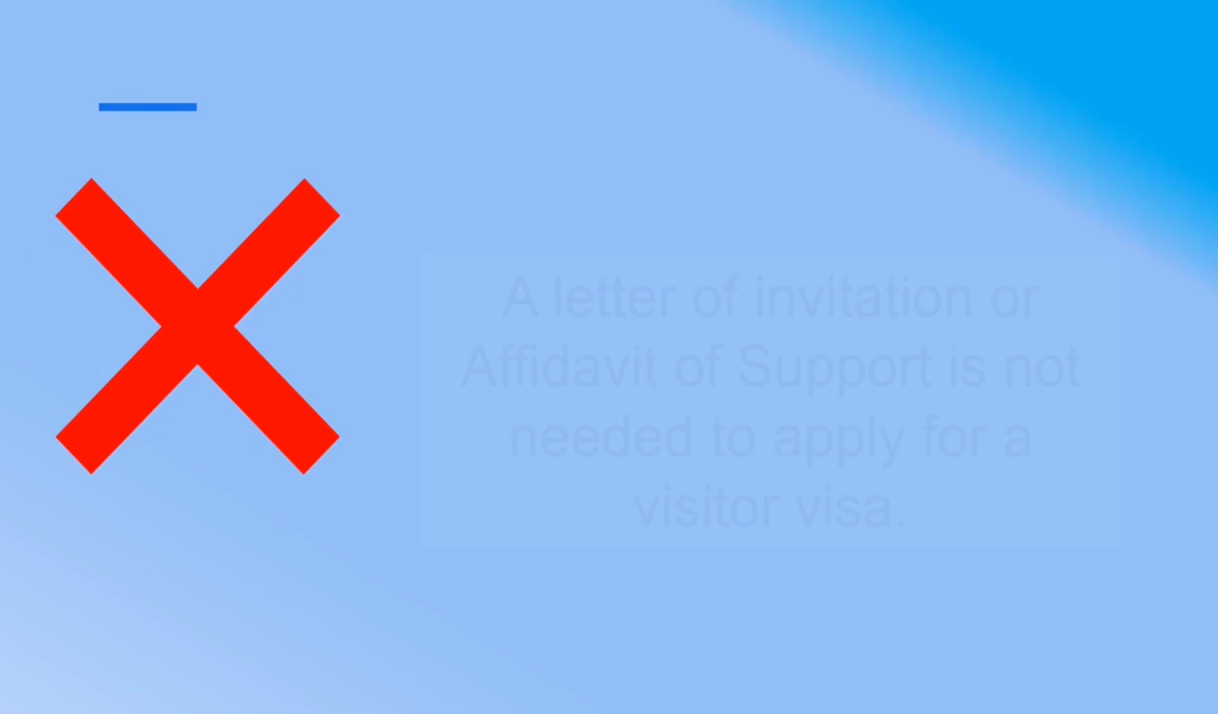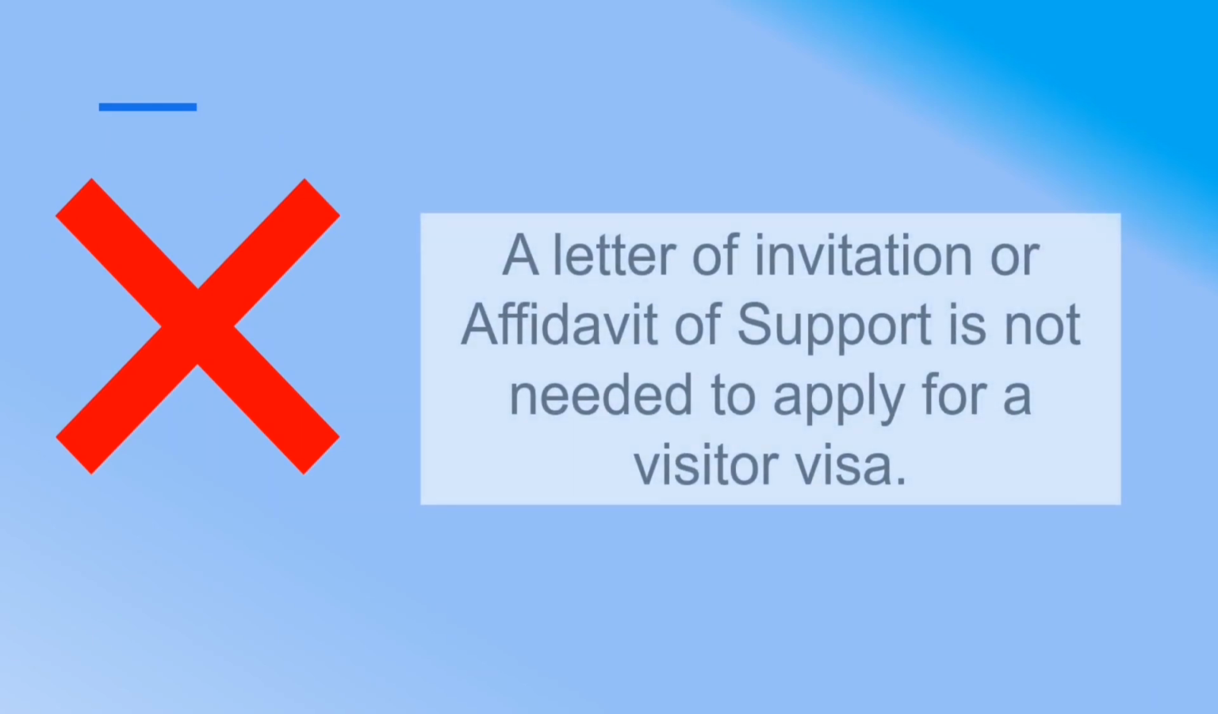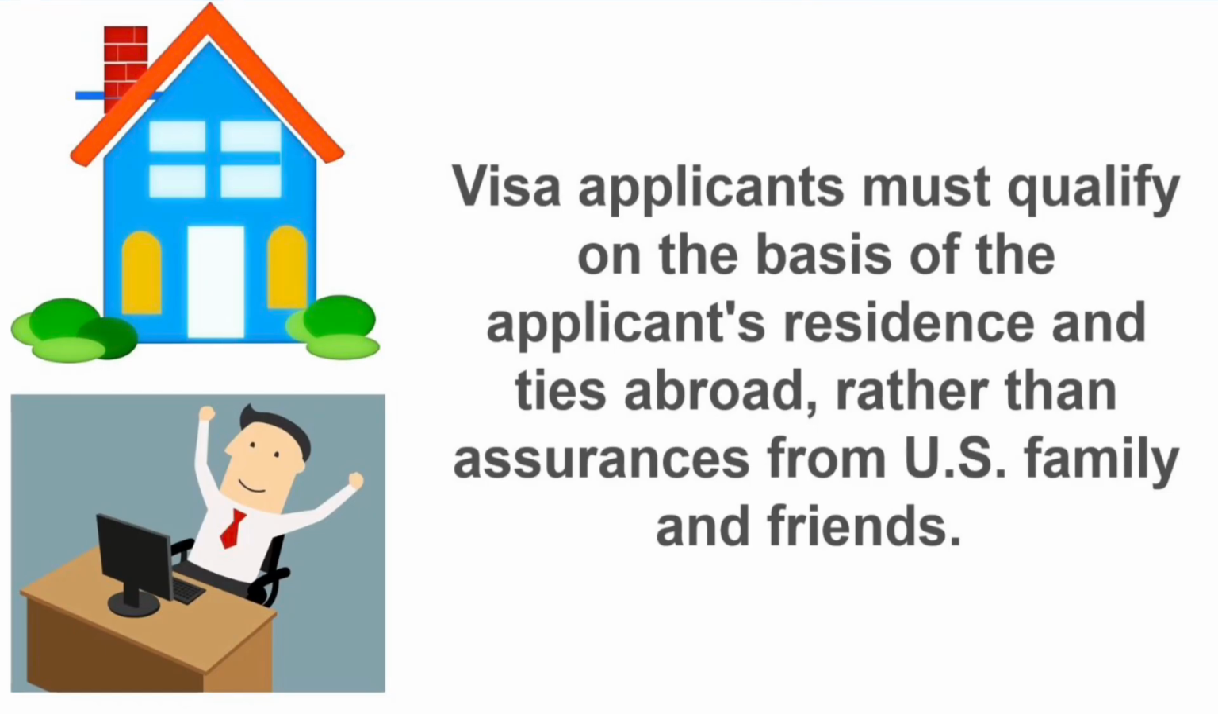Please take note that a letter of invitation or an affidavit of support is not needed to apply for a visitor visa. Visa applicants must qualify on the basis of the applicant's residence and ties abroad rather than assurances from U.S. family and friends. So this means that you must prove that you have strong ties to qualify for a U.S. tourist visa. Also, an affidavit of support or declaration of support is not necessary for you to get approved for a visa.